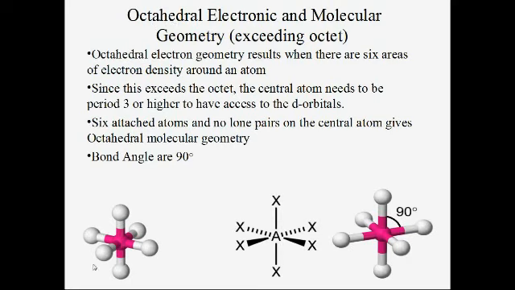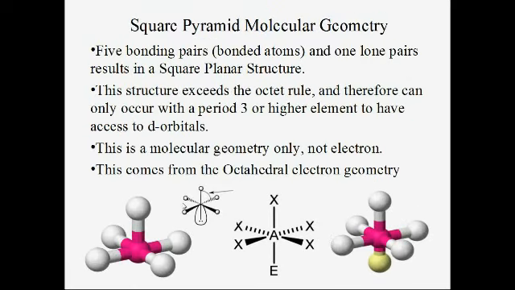So we have our 6 atoms attached, and again, we have to be period 3 or higher to have access to the d orbitals, so we can exceed the octet. So with 6 atoms attached, we have this octahedral geometry. The bond angle is going to be 90 degrees between any 2 adjacent atoms. So we're going to have a flat square in the middle here with an atom on top and bottom, creating a top pyramid and a bottom pyramid, and just 90-degree bond angles between all the atoms present.